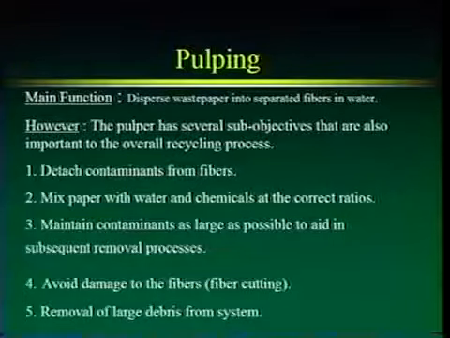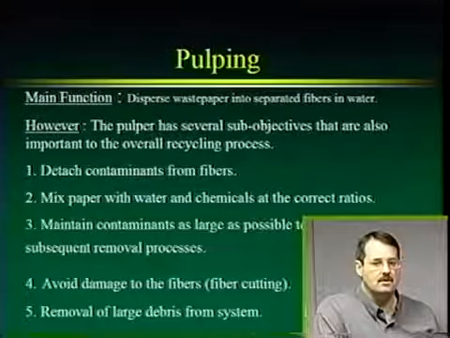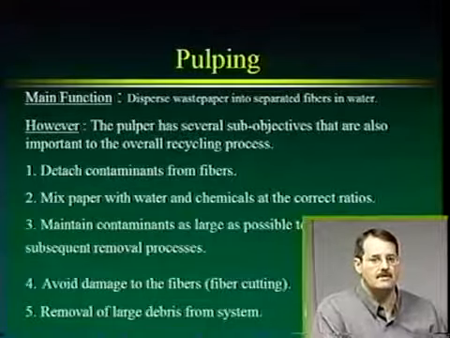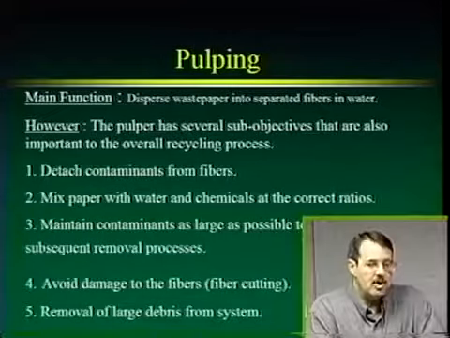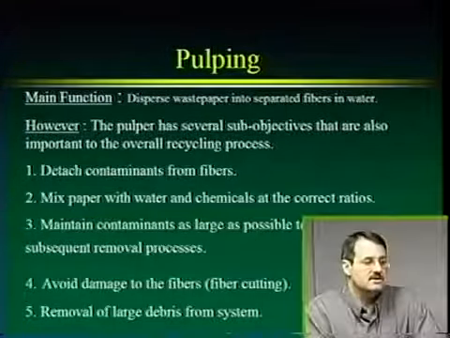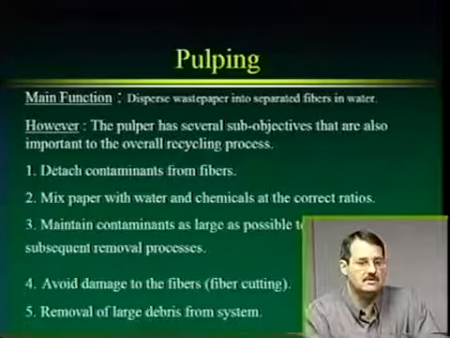In some pulpers, we will bleach. For instance, for newsprint, you might add some peroxide to a pulper. And so the pulper has a lot of shear action, good mixing. Another objective of pulping is to maintain the contaminants as large as possible. The larger the contaminant is, like we talked about in the lecture last time, the easier it is to remove because it has different size or properties relative to the fibers.